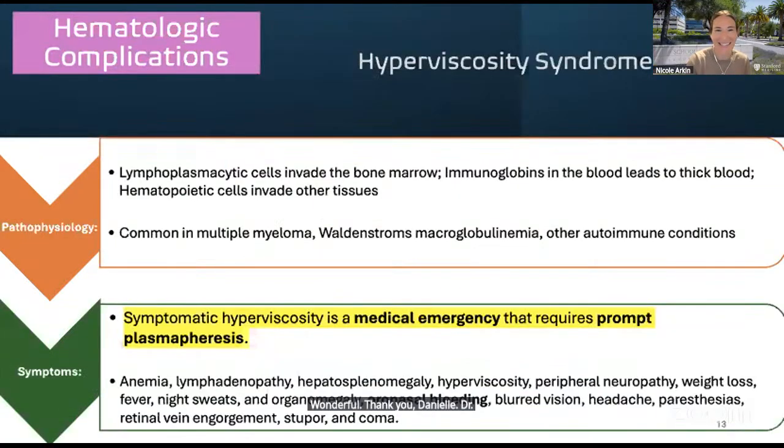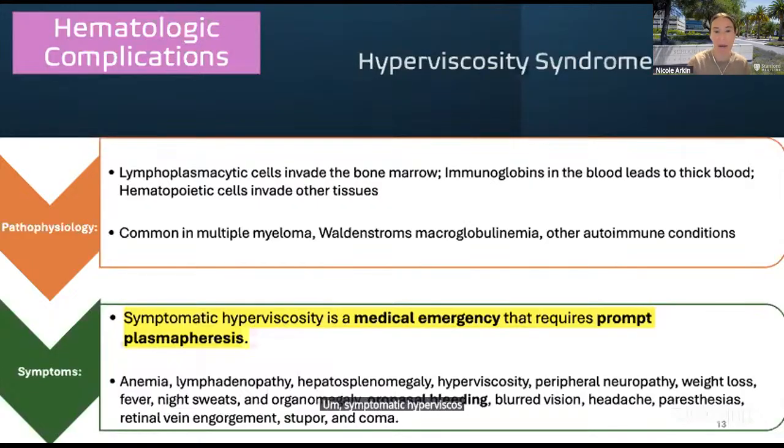All right, Dr. Larkin. So for hyperviscosity syndrome, the description includes some very long words, like lymphoplasmacytic cells that invade the bone marrow, immunoglobulins in the blood that lead to thickening of the blood, and hematopoietic cells that invade other tissues. Really what this results in is, as the name suggests, increased viscosity or thickness, sometimes stickiness of the blood, that can cause problems in different organ systems. Certain malignancies make this more common, like clonal disorders such as multiple myeloma and Waldenstrom's macroglobulinemia, and some autoimmune conditions can also be implicated.